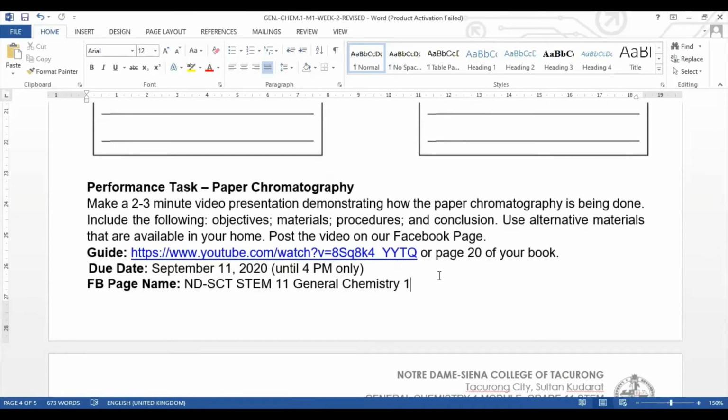And then the materials should have the pictures of the materials, and then the text, also the procedures. I should see you demonstrating the paper chromatography, and the conclusion. A very short conclusion about your demonstration, and then use alternative materials that are available in your home. So we don't need a lot of laboratory materials. You can use alternative materials that are available in your home.